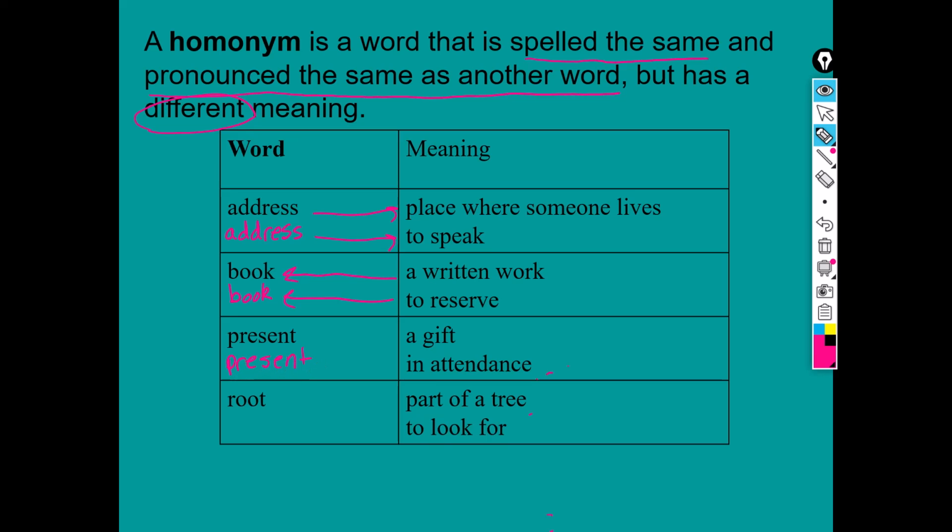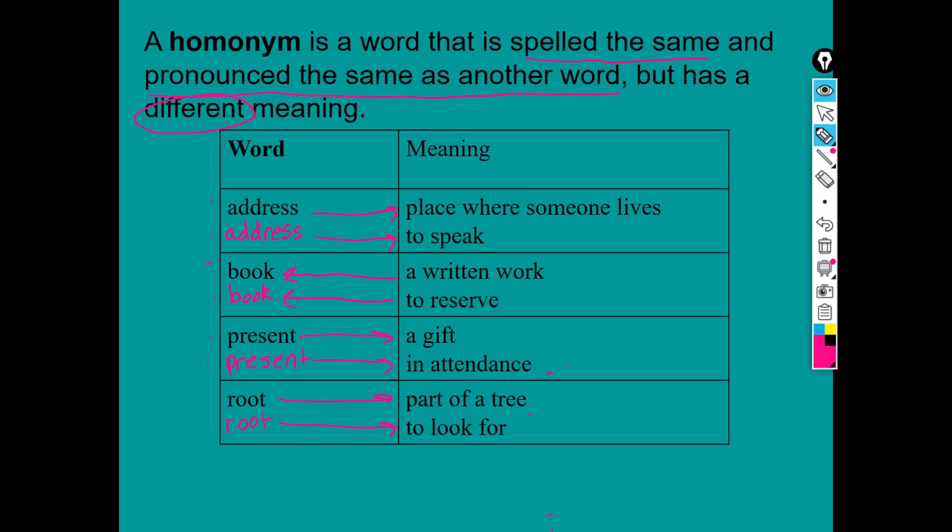These are homonyms. Present, a gift. Present, in attendance. If I say Action Jackson, he'll say present, meaning he's here. But he doesn't mean a gift, right? See how these two words have different meanings? Root and root. Root, a part of a tree, and root, to look for. Don't go rooting through my book bag. So now you have homonyms.